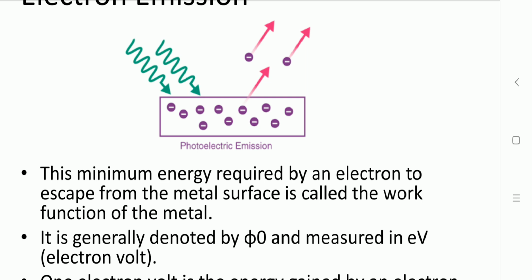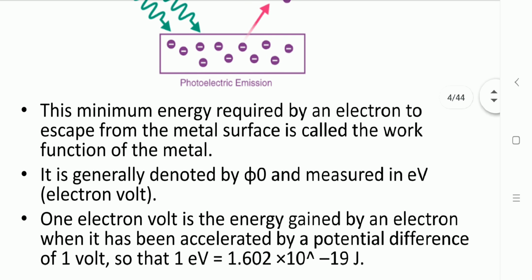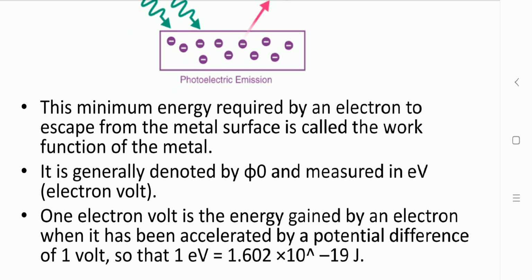This minimum energy required for an electron to escape from the metal surface is known as the work function, which is denoted by phi 0 and measured in electronvolts. One electronvolt is the energy gained by an electron when it is accelerated through a potential difference of 1 volt, and 1 electronvolt equals 1.6 into 10 raised to minus 19 joule. The work function depends on the property of the metal and the nature of its surface. It is also sensitive to surface impurities.